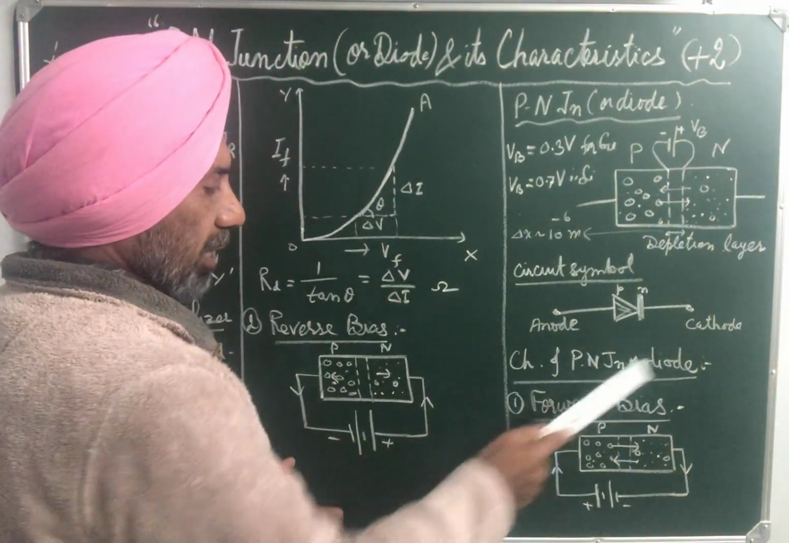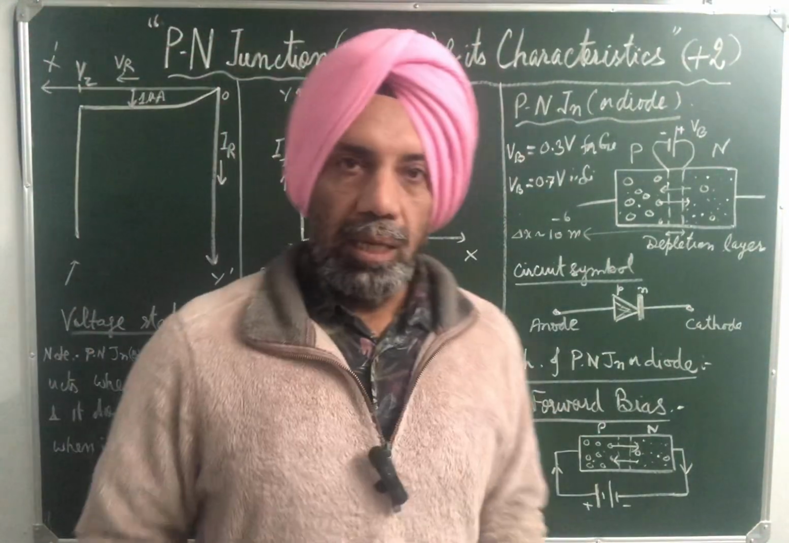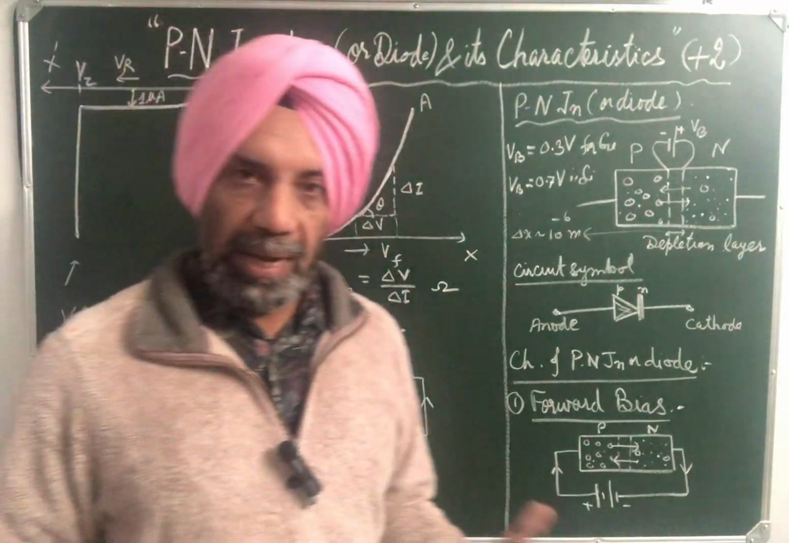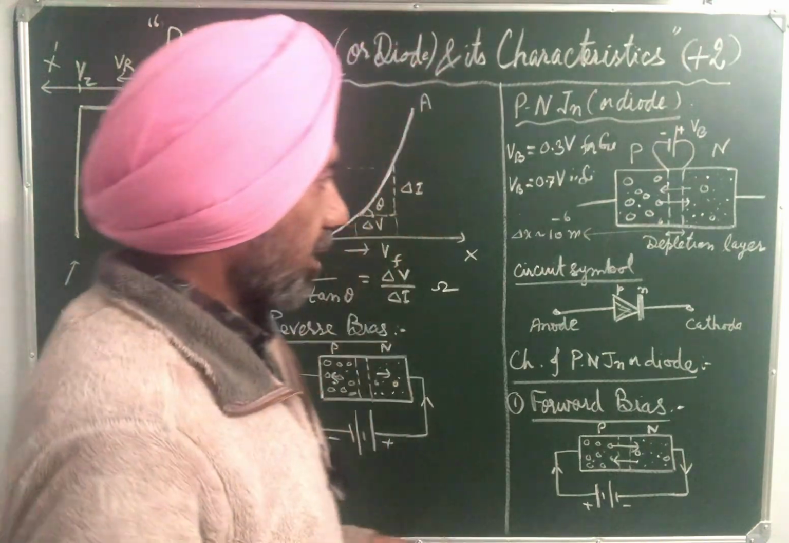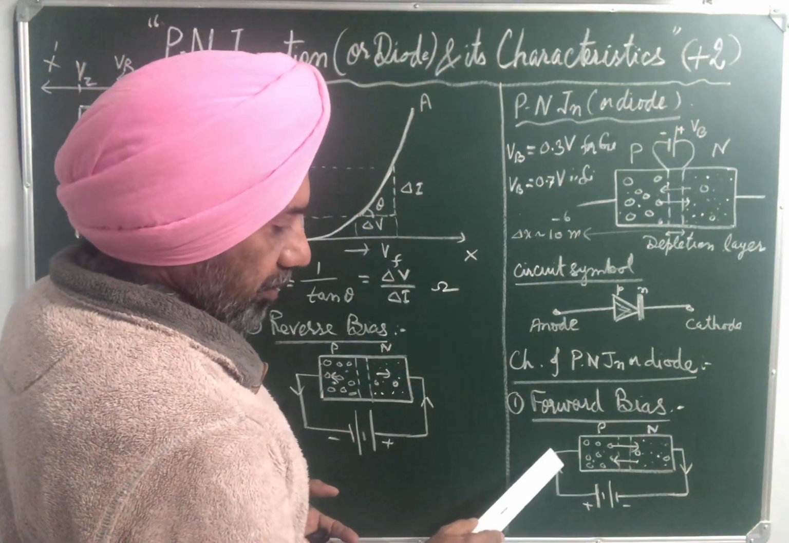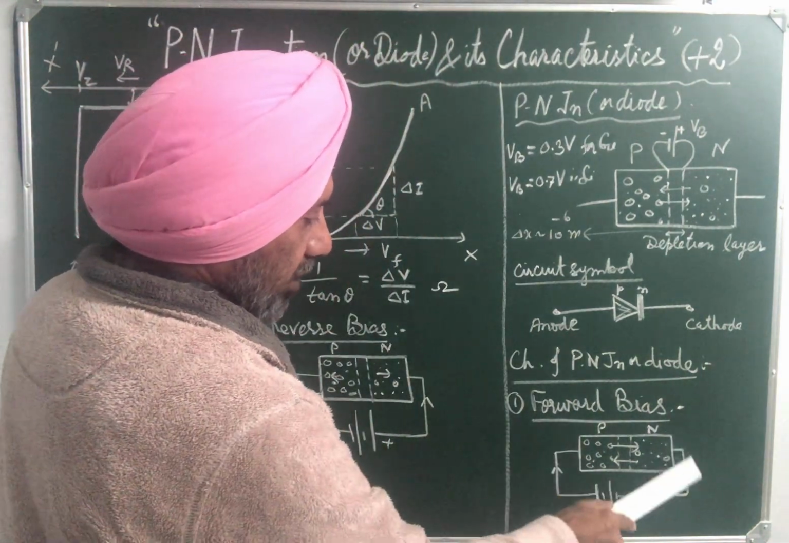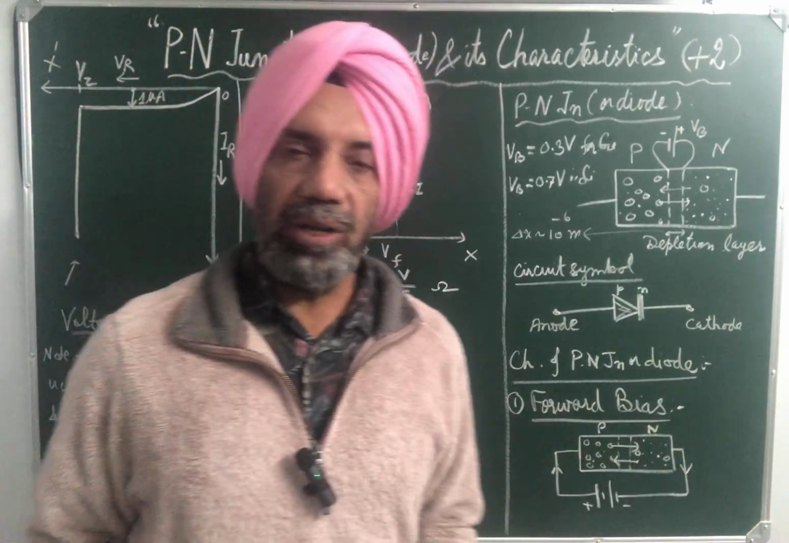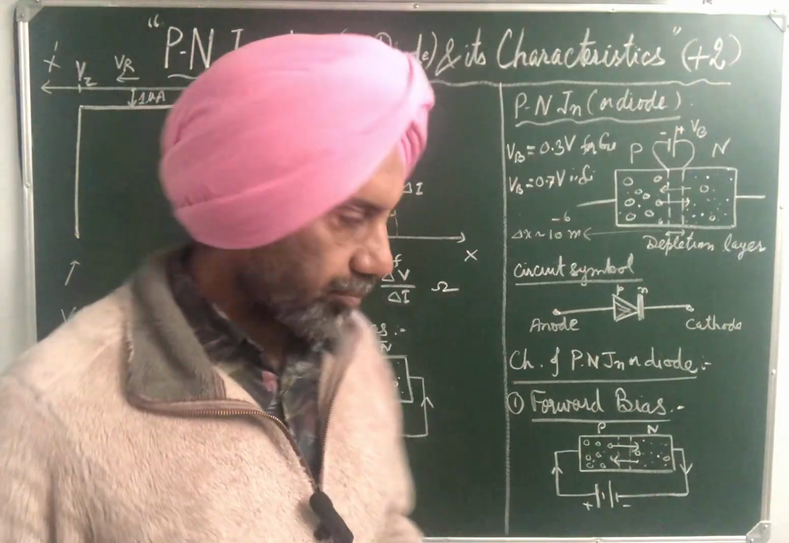Now, characteristics of PN junction. There are two types of characteristics of a PN junction. Number one is forward bias, number two is reverse bias. When the P type is connected to the positive terminal of the battery and the N type to the negative terminal of the battery, the PN junction is said to be forward biased.